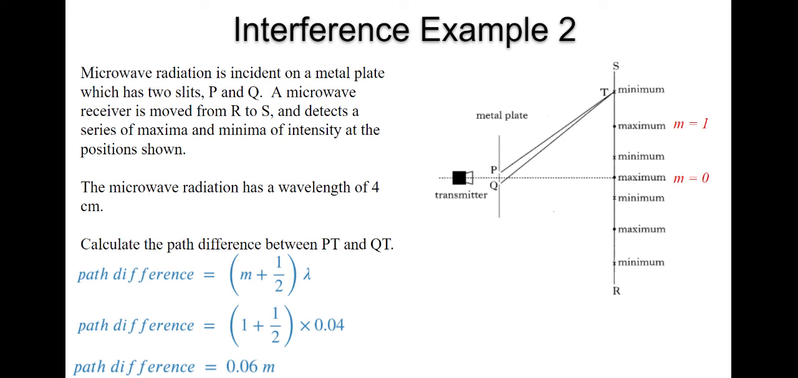So that's how we deal with problems of constructive and destructive interference from 2 coherent sources. I hope you found this video useful. In the next video, we'll be looking at how diffraction gratings can be used to provide a similar effect.